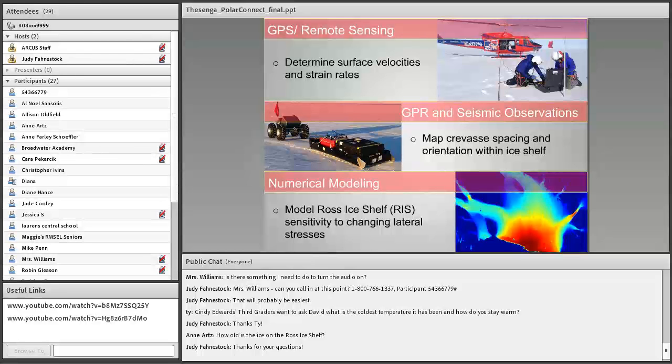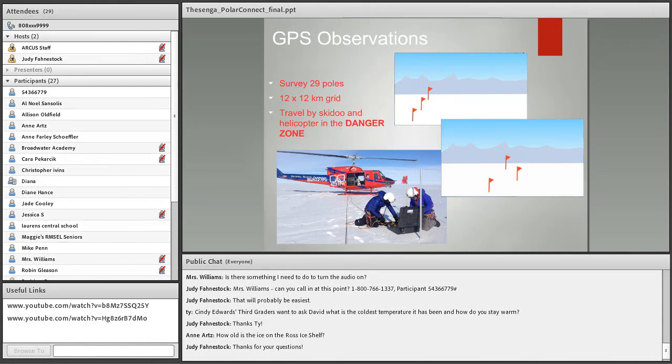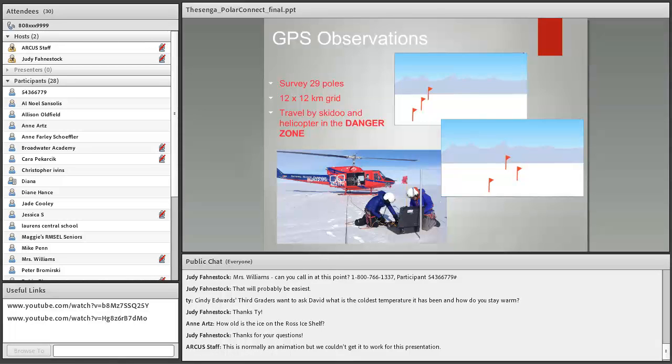So moving on to the next slide. The way we get our GPS observations is we have 29 poles drilled into the ice shelf over a 12 by 12 kilometer grid. We track how these poles move from year to year, and also over a period of a few hours. We put a GPS receiver on each of the poles, and it's way more accurate than, say, the GPS in your phones, and it can track how the ice moves over the few hours that we leave it out there.